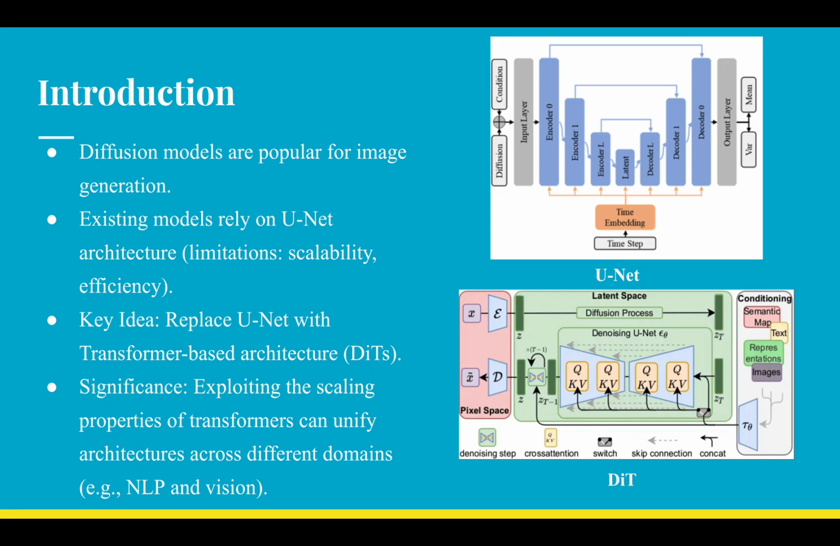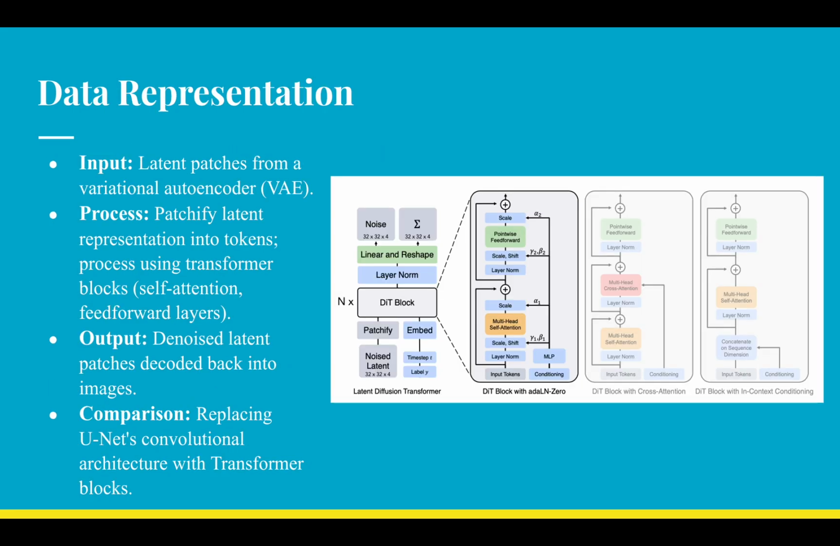However, this convolutional architecture has limitations in terms of scalability and efficiency, particularly as we try to increase the model size and complexity. On the bottom, we have our DiT. Unlike UNet, which operates in pixel space using convolutional layers, DiT works in latent space and uses transformer models with a self-attention mechanism.